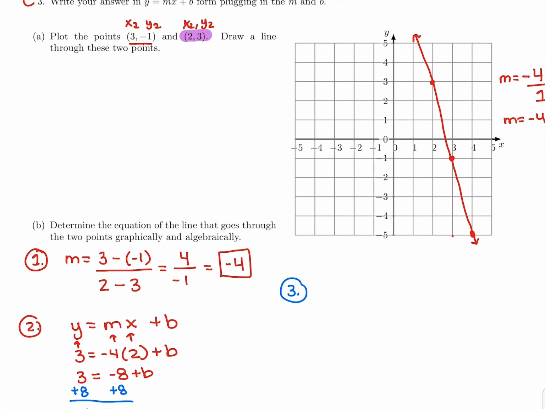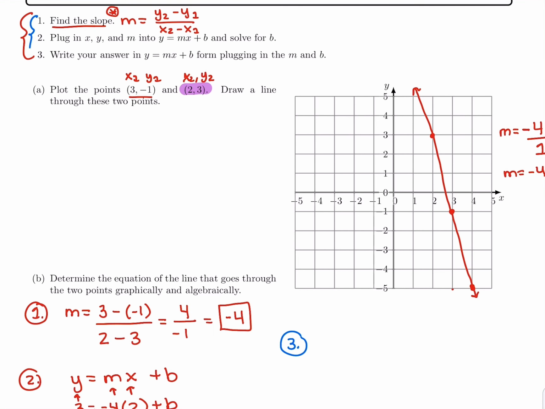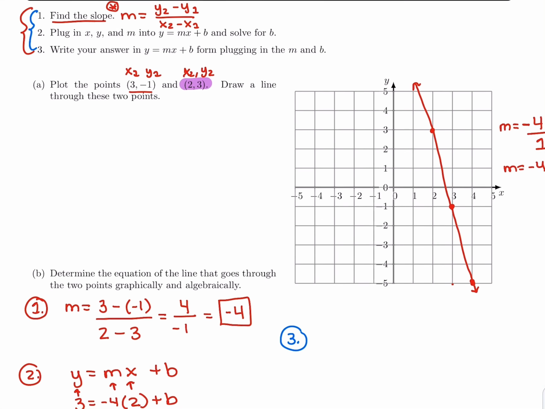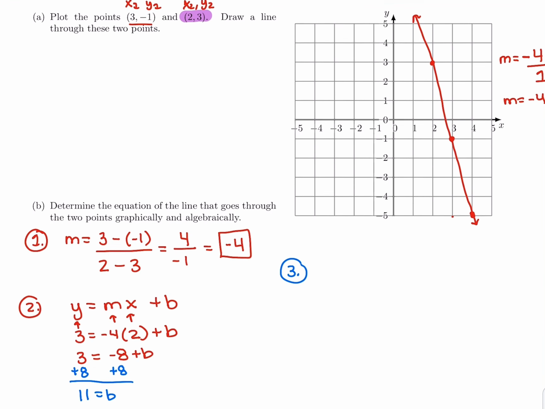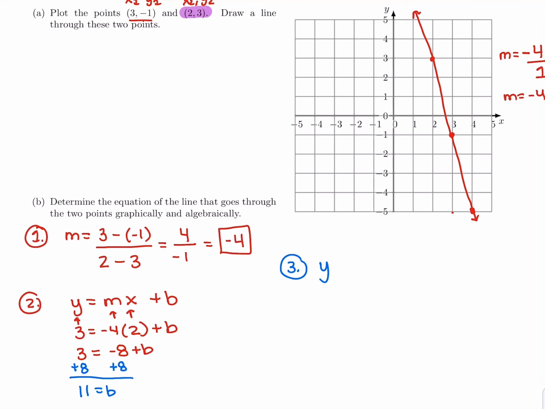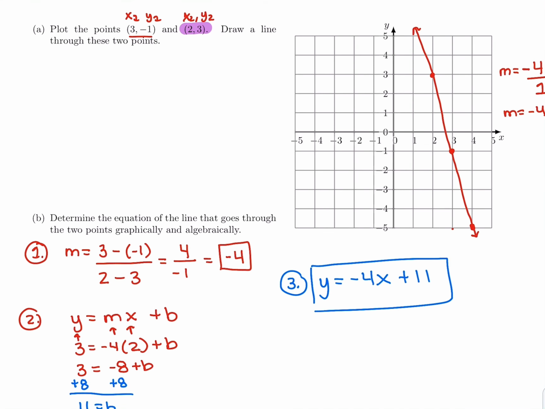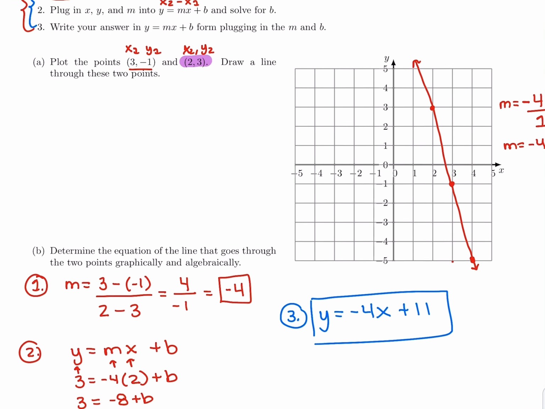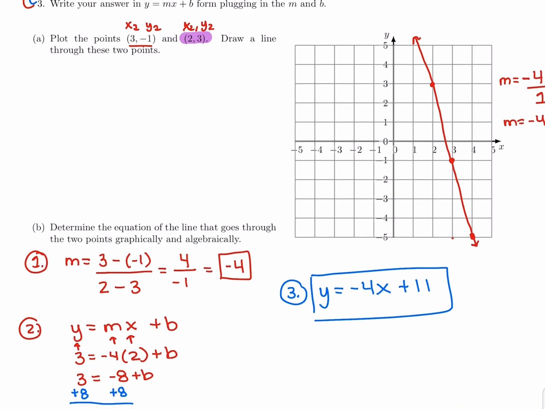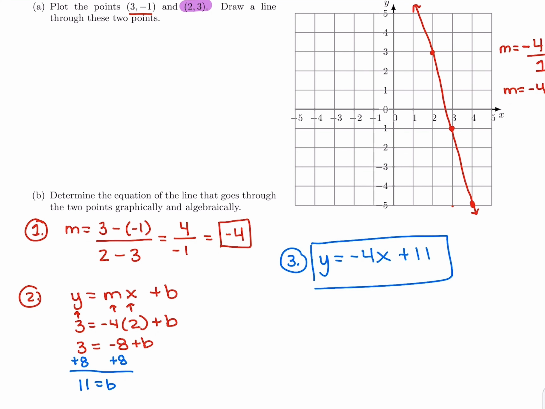And then my third step, I'm looking up here at my 3 steps. We found the slope, we found the y-intercept, and our last step is to just write the final answer. So y equals m, which is negative 4, x plus b. So find m either by looking at the picture or using the slope formula. Find b by plugging in everything you know, an x value and a y value and the slope. Solve for b, and then don't forget to write your final answer. y equals negative 4x plus 11.